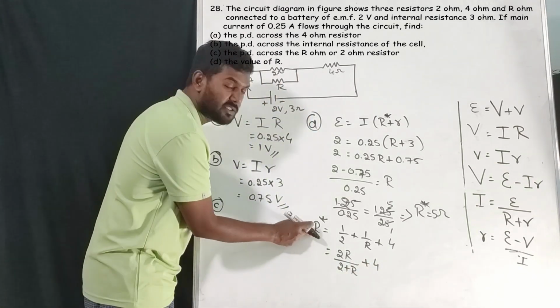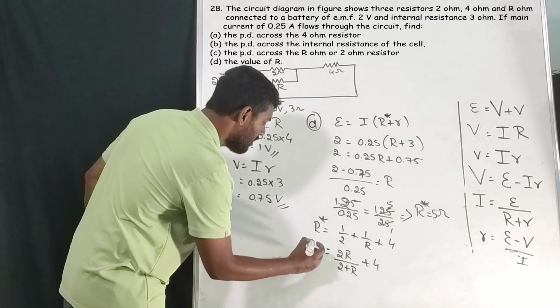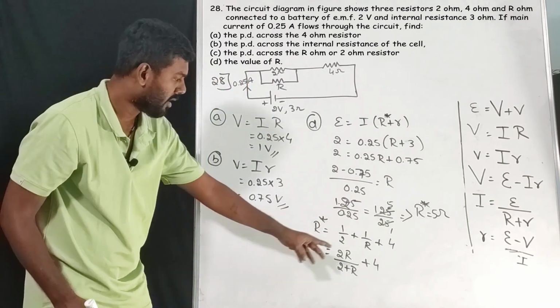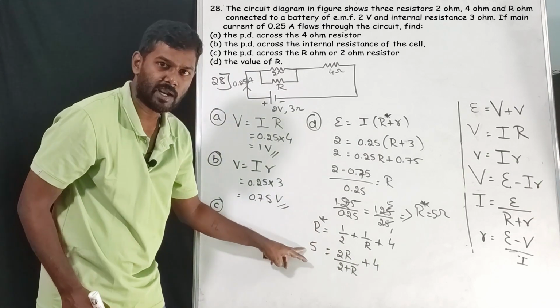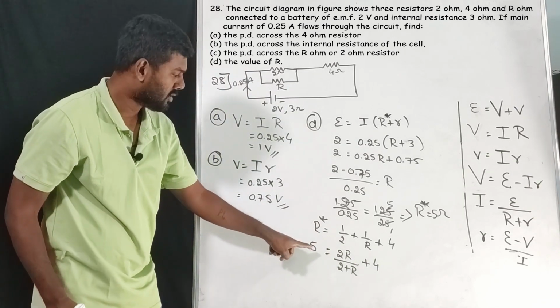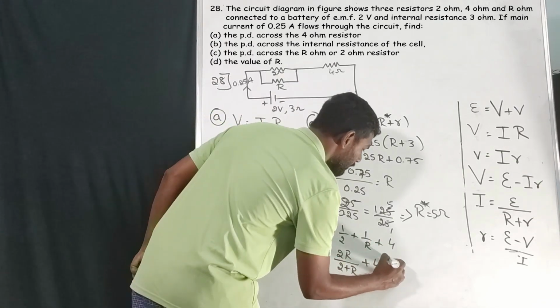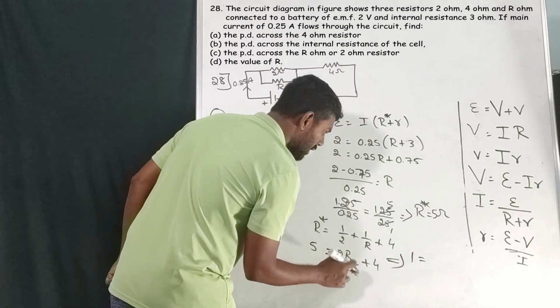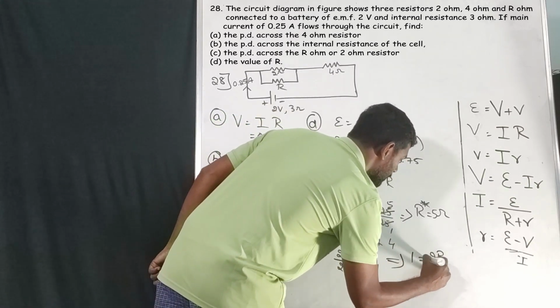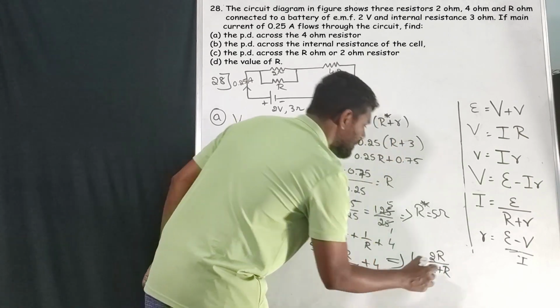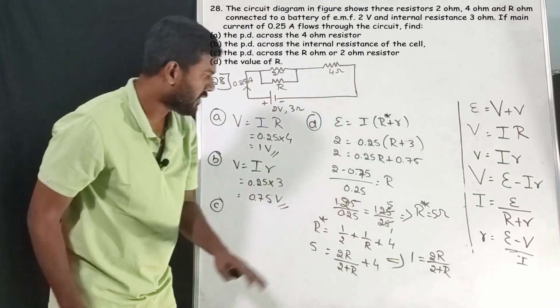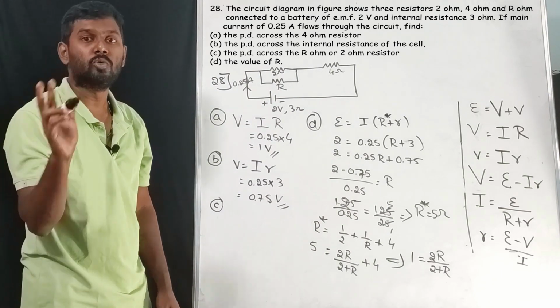So what is the value of this R? This R is 5. So see, this is the equation. When you move this plus 4 that side, that becomes minus 4. So the answer will be here 1 is equal to 2R by 2 plus R. If you solve this equation, definitely you will get the answer as 2 ohm resistance.